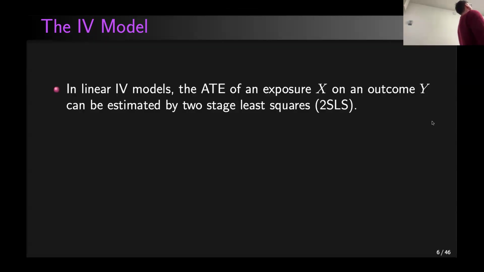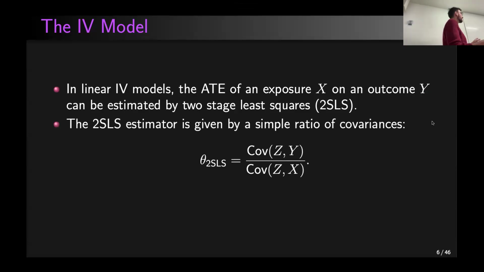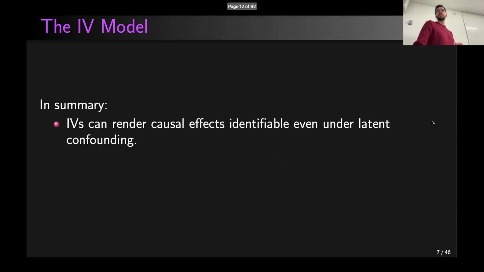Let's just say that these models are linear as well. They don't necessarily have to be, but we'll say that they are in this case. The ATE, the average treatment effect of an exposure X on an outcome Y, can be estimated by this two-stage least squares estimator. For the simple univariate case, which is what we've described previously, this is typically just a ratio of covariances, super simple, and it has some nice statistical properties.